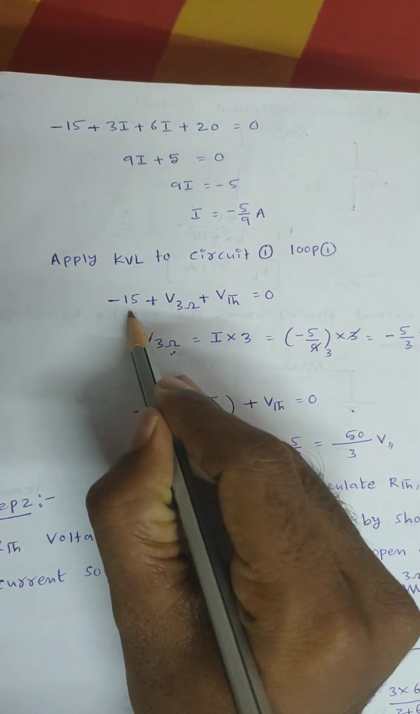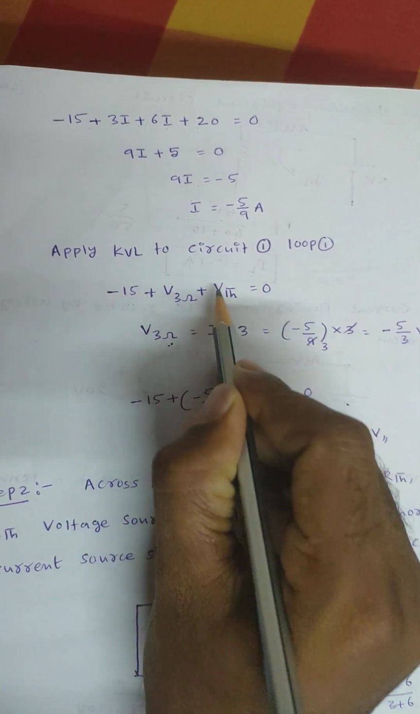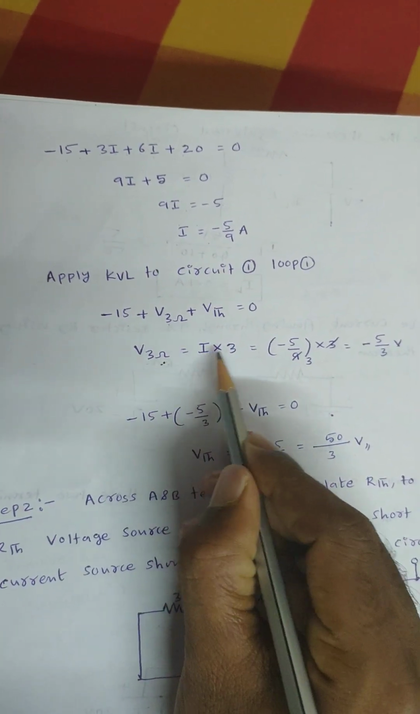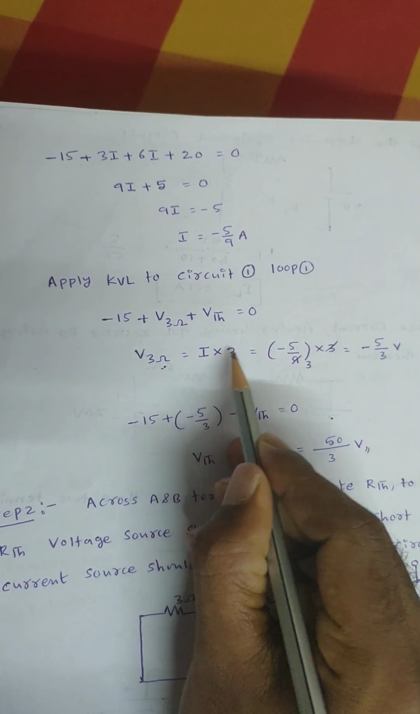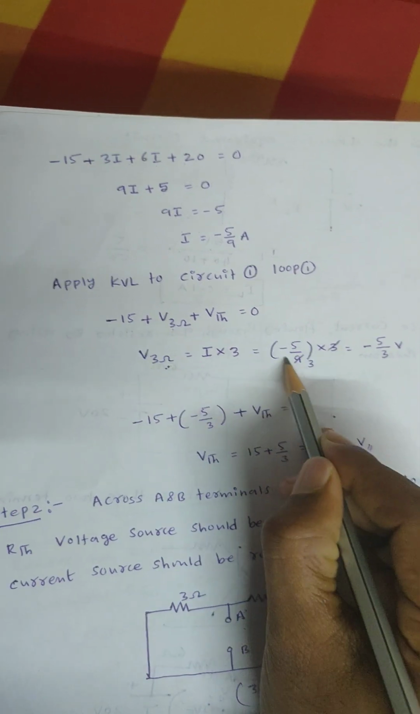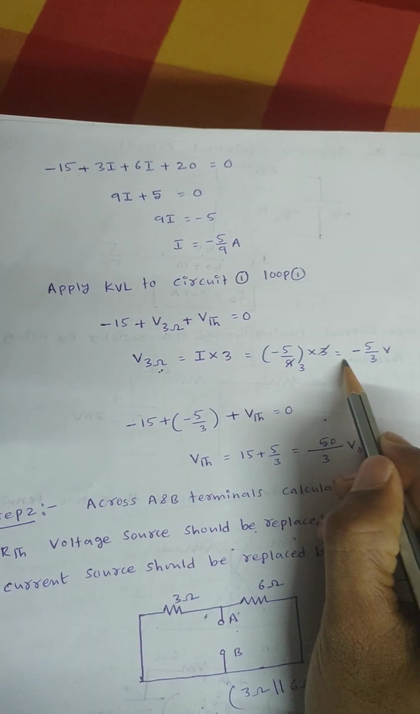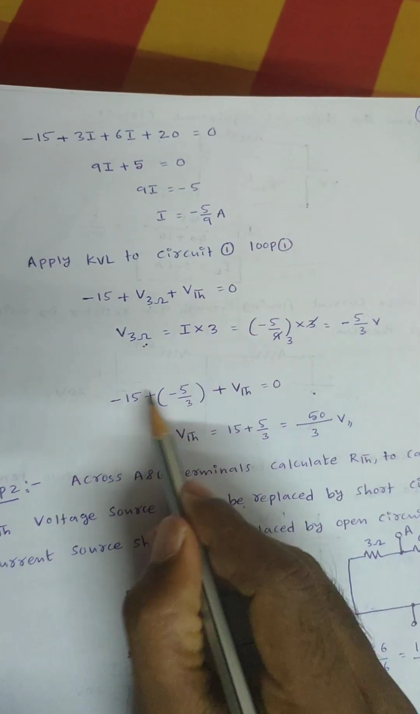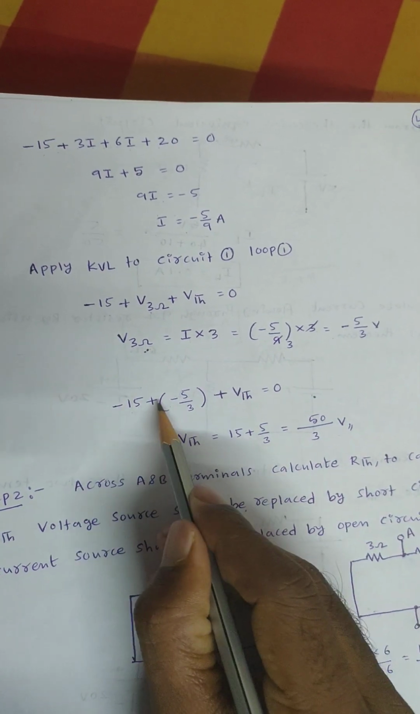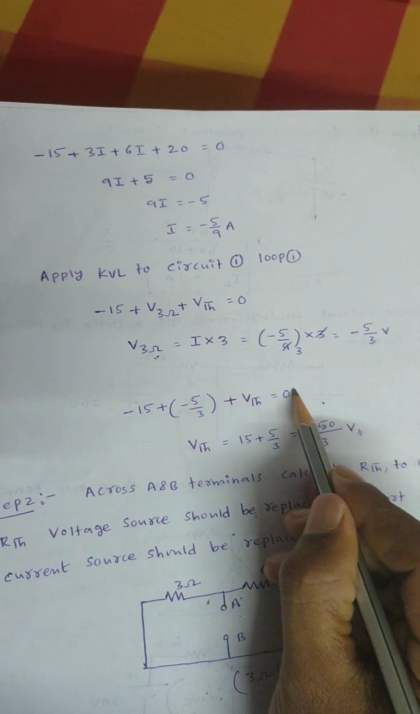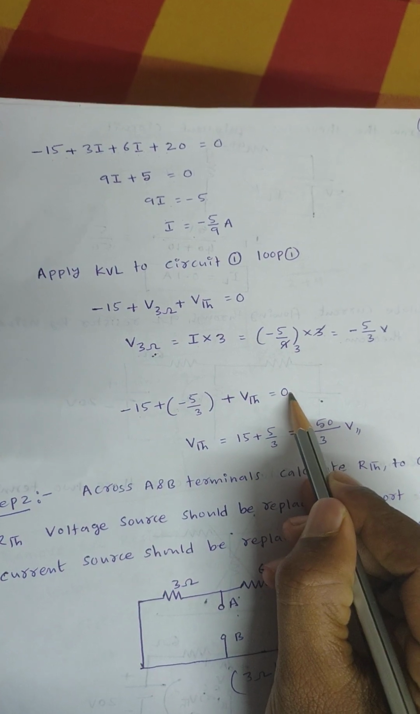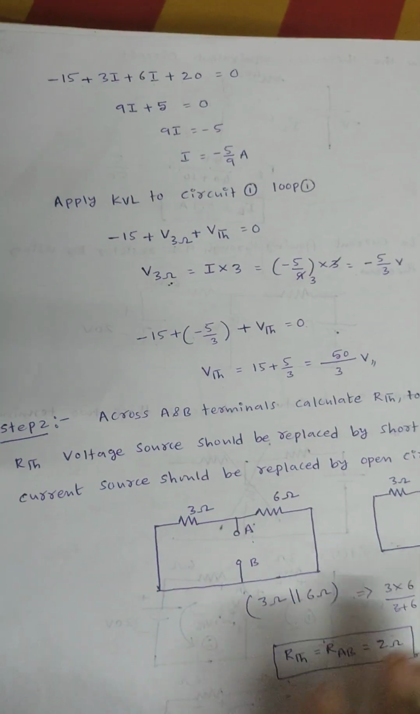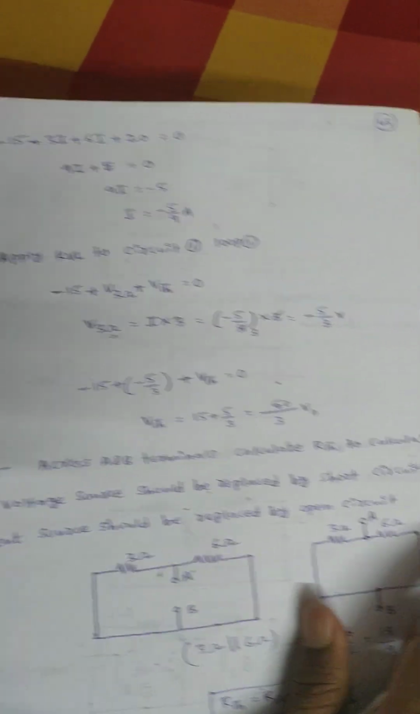I will get minus 15 plus the voltage across the 3 ohm plus VTH is equal to 0. Then the voltage across the 3 ohm is the current flowing through that branch into that branch resistance, right? That is minus 5 by 9 into 3, which equals minus 5 by 3 volts. Then minus 15 minus 5 by 3 plus VTH is equal to 0, right? Then VTH is equal to 50 by 3 volts. Clear, right? That is step 1.